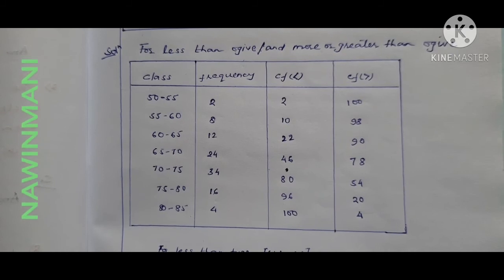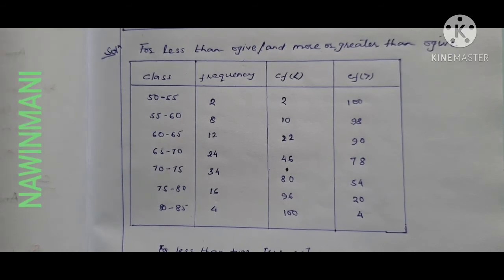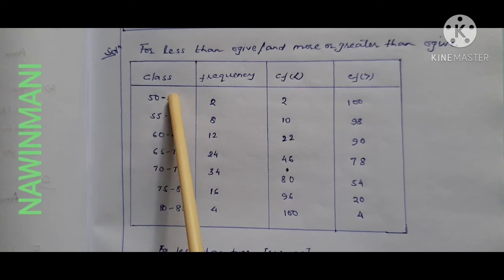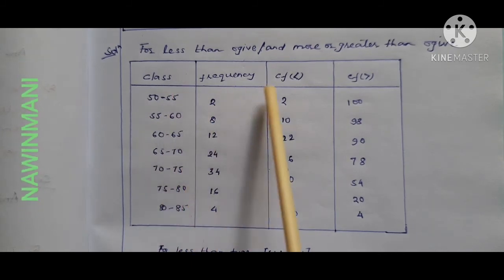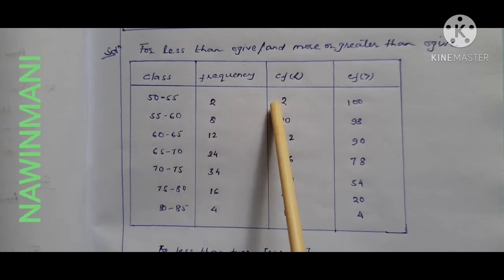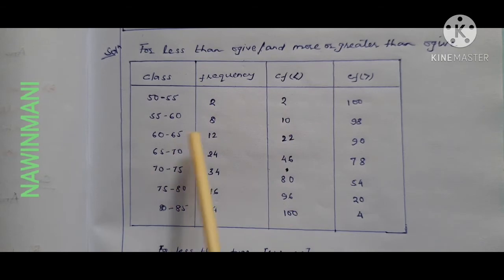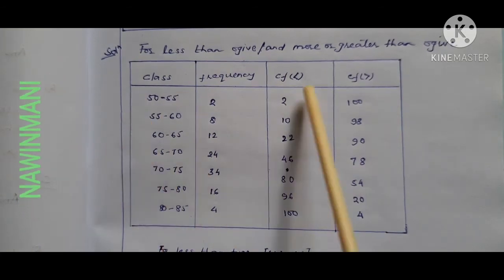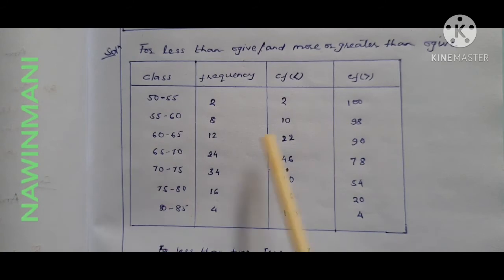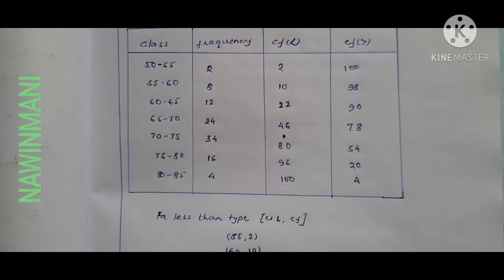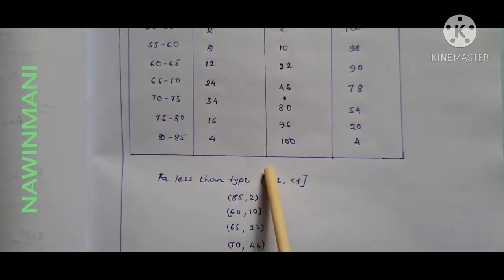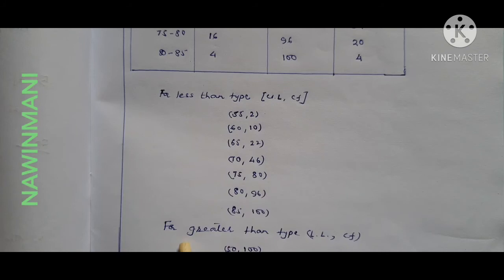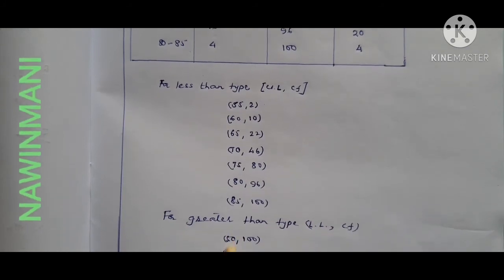Now while drawing the ogive of less than, we take the upper limit. This is the class interval, this is the lower limit, these are the upper limits. We take the upper limit and the cumulative frequency as points: 55 and 2, 60 and 10, 65 and 22, etc. for plotting. And for greater than, we take the lower limit: 50 and 100, 55 and 98, 60 and 90, and so on. So for less than type, for the points we take upper limit and cumulative frequency as such. And if we are to draw the greater than type ogive, then we take the lower limit and cumulative frequency as such.